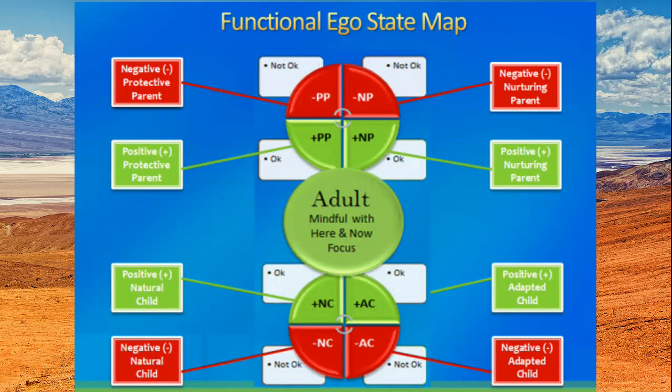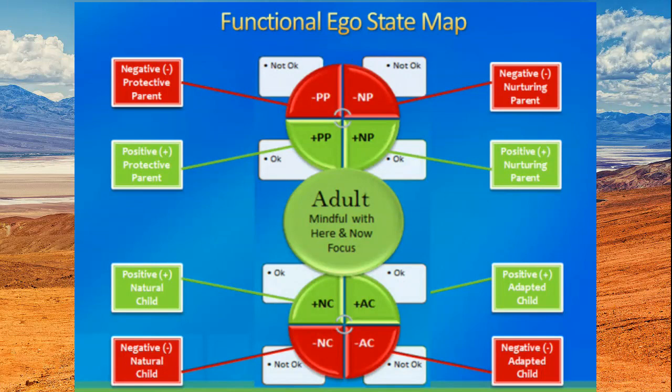The positive natural child is that spontaneous, free-spirited, fun-loving, and adventuresome part that likes to giggle and laugh, enjoys the simple things in life, and wants to sample all the pleasures life has to offer. Everything and everyone is okay. This part needs the positive adapted child to keep it somewhat in check.